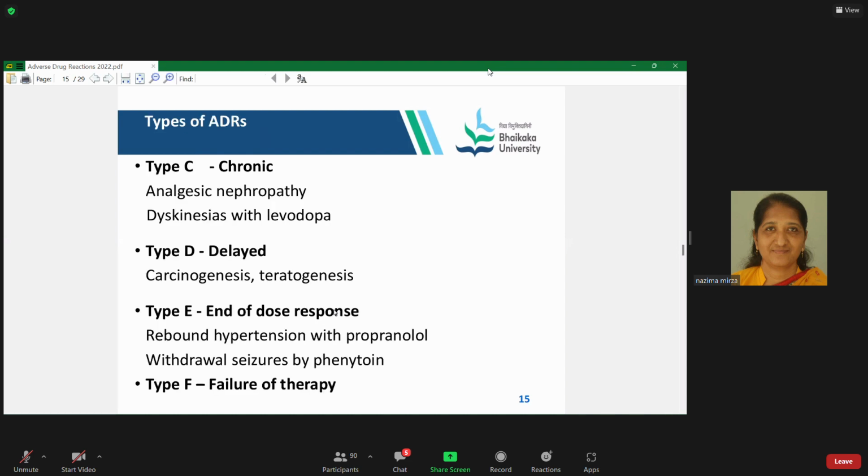Type C. Type C on chronic use. C means chronic. On chronic use of analgesics, antipyretic agents, non-steroidal anti-inflammatory drugs.